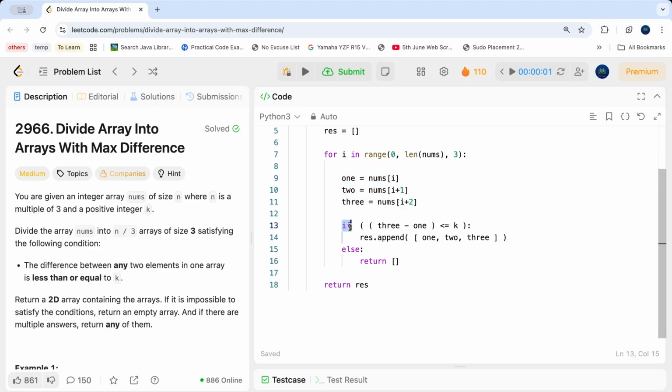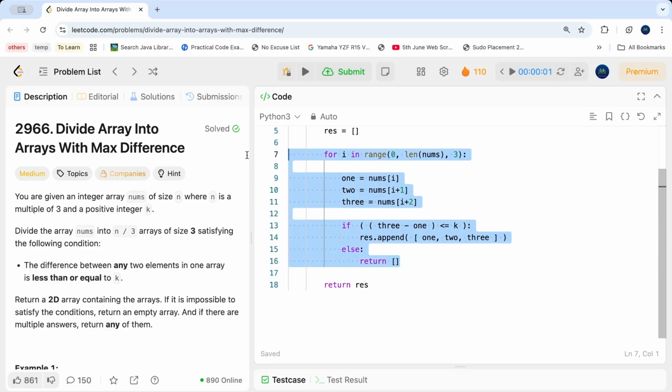And I would say if the difference between the third element and the first element is less than or equal to k, then these three numbers are valid to form a group or an array. In this case, I would say result.append this as an array or a list in which the numbers are a, b, and c. And if anytime I find that this condition is not true, I would directly say else return an empty array or an empty list.